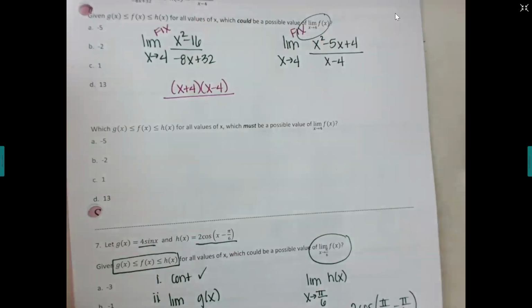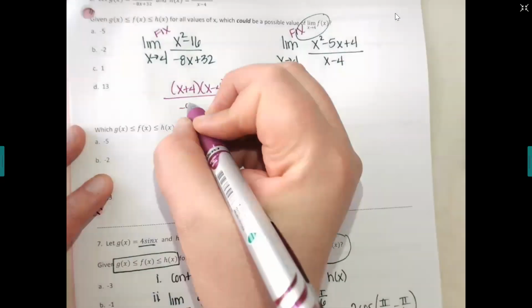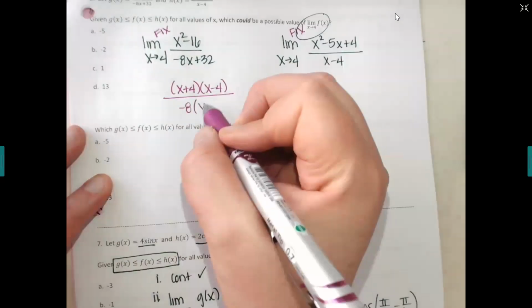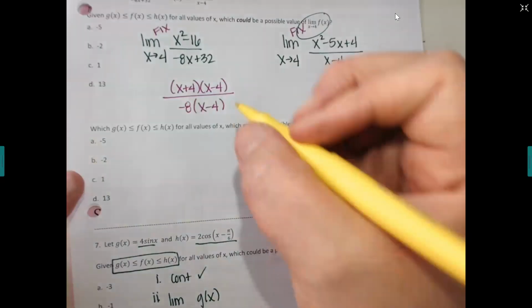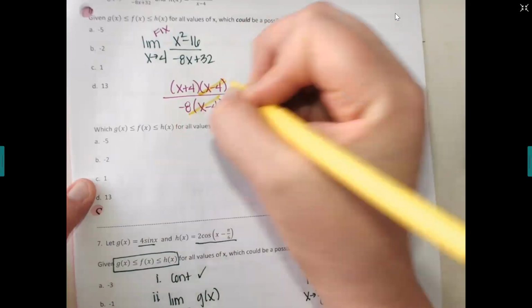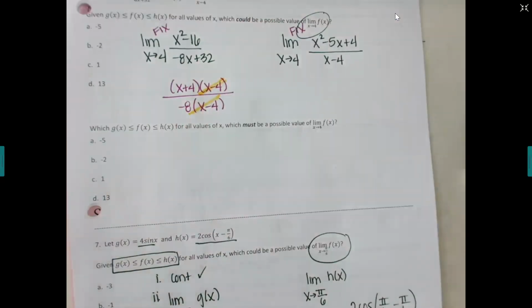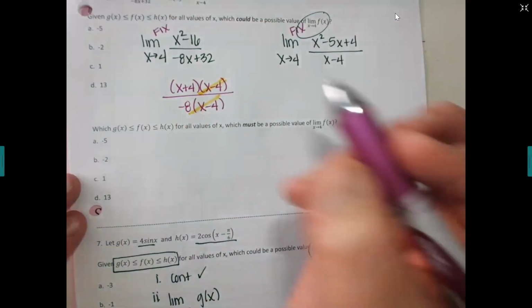And then on the bottom, I'm looking for a way to factor negative 8x plus 32. What could I do? Okay, pull the negative 8 out. What would be left? X minus 4. And remember, the whole point of factor and cancel is now that I cross these out, I can retry the limit as x approaches 4 and find my answer.